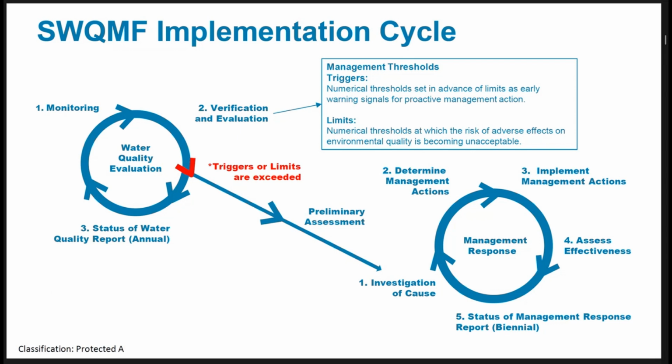If there is a significant undesirable trend, or if a limit is exceeded for a particular indicator, a management response is initiated. The management response begins with an investigation of cause, which is a scientific investigation into the driving causes of water quality change to determine if the changes observed are being driven by natural or man-made sources. The management response may proceed, depending on the findings of the investigation of cause, to engaging stakeholders to determine appropriate management actions, implementing those management actions, and assessing the effectiveness of management actions.